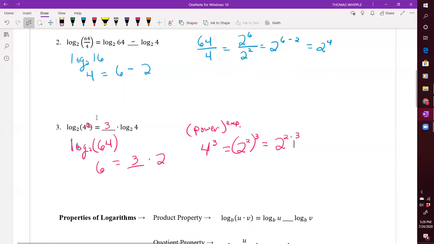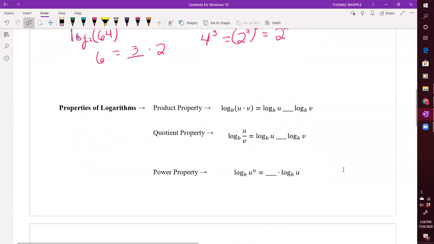So we can see this relationship in the 4 cubed. The 4, of course, is 2 squared, so we basically have 2 squared cubed. We have a power raised to an exponent. And this is saying, well, what do we do to the exponents? Because the log is an exponent, and the 3 is an exponent. So what do we do? We multiply them.